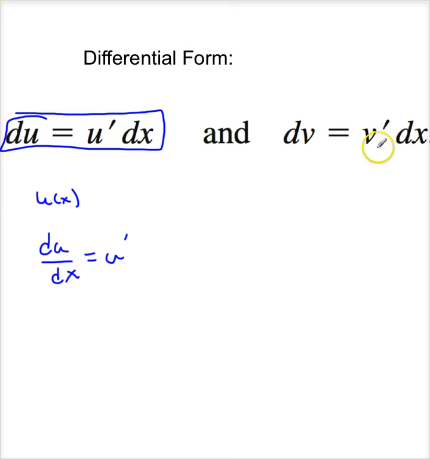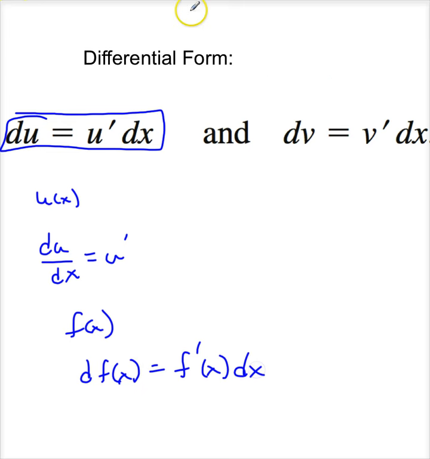It could be dv is v prime dx. If I have a function of x, all right, then df of x is f prime of x dx. This is a differential form. Now you're going to be tempted to say I'm just going to cross multiply by delta x. That's not mathematically correct. It looks like it, but it's not.